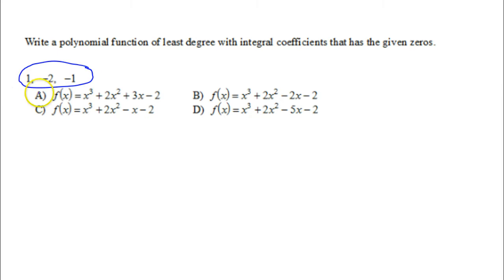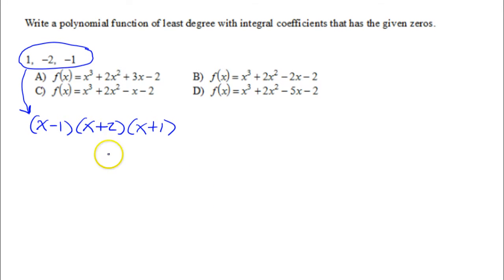So, the bottom line is, if these are the zeros, then these are the factors. A zero of 1 would come from a factor of x minus 1. A zero of negative 2 corresponds with a factor of x plus 2. And a zero of negative 1 gives us a factor of x plus 1. So then it's just a matter of multiplying all this out.